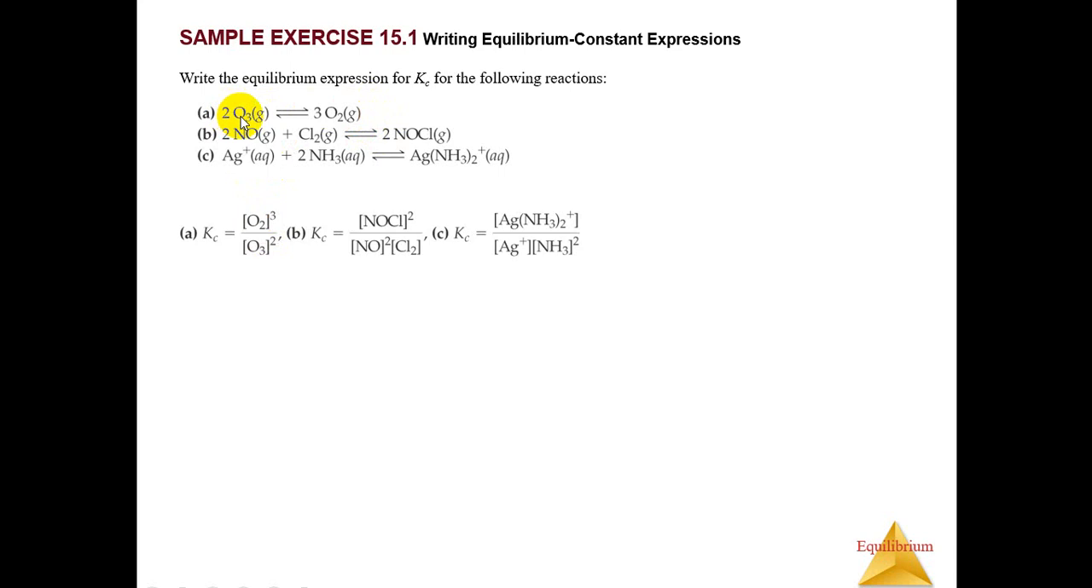So for A, we have 3 molecules of oxygen, 2 atoms of oxygen each. So the equilibrium constant is equal to O2 raised to the power of whatever is in front of it. That's for the forward reaction or the product. Then we have the reactant, 2 molecules of ozone. So ozone, that's O3, raised to the power of whatever number is in front of it. So A is solved.